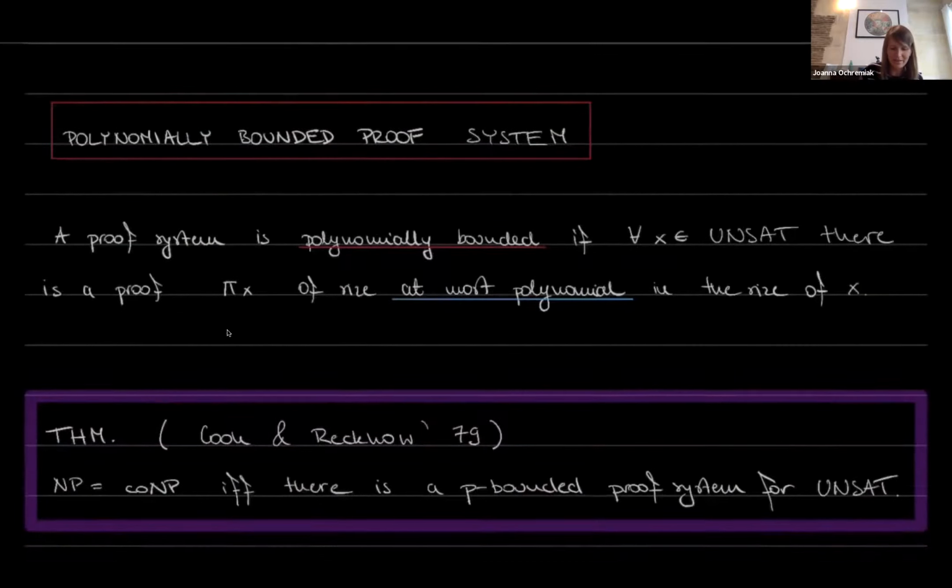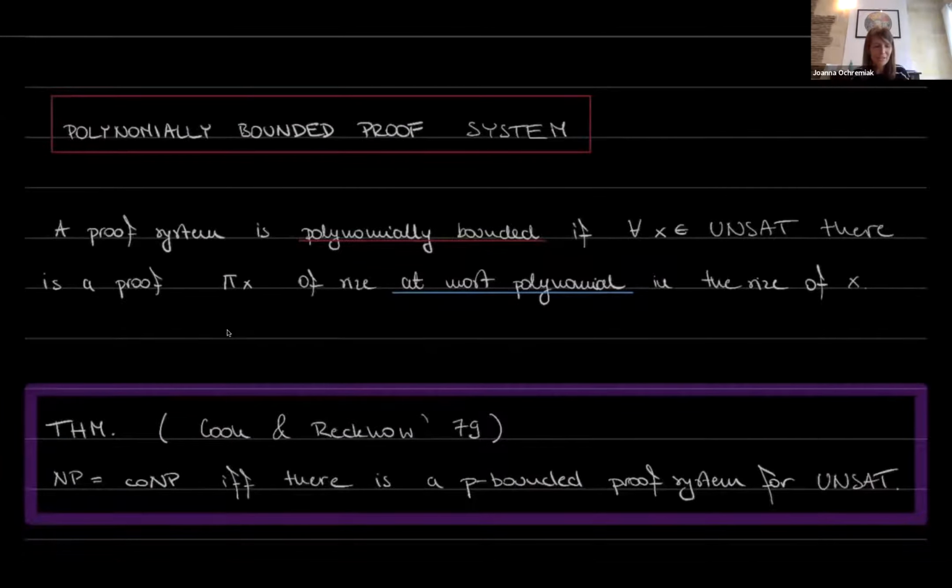So here is another important definition. We would be most happy to have something which is called a polynomially bounded proof system. A proof system is polynomially bounded if for any unsatisfiable formula, there is a proof whose size is at most polynomial in the size of the formula. The problem with this very nice requirement is that it's not very realistic. This is related to the fact that UNSAT, as we've seen, is co-NP complete.